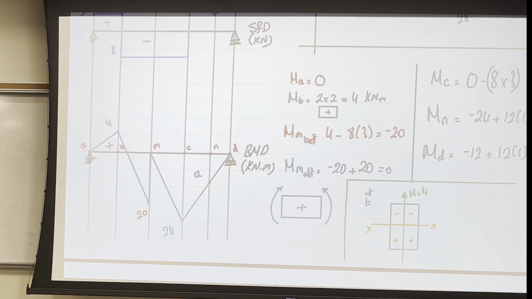At C though, the cross section is like this, and because the moment is down, the compression is down, so I'll put the arrow down. M is equal to 24, and I still have the x-axis, which is the neutral axis as well. The lower side is now in compression, and the upper side is in tension.